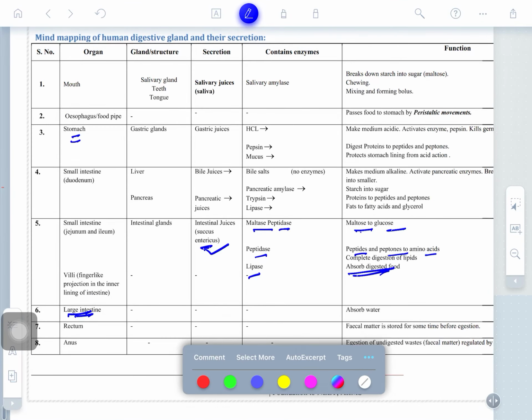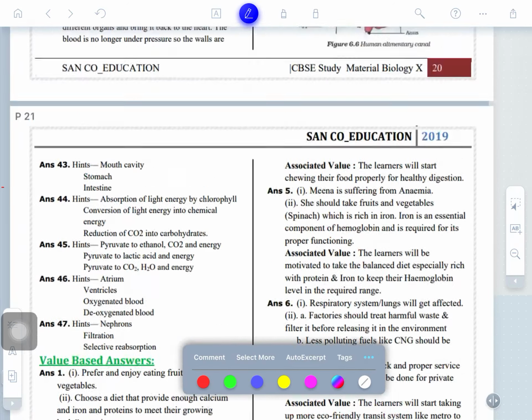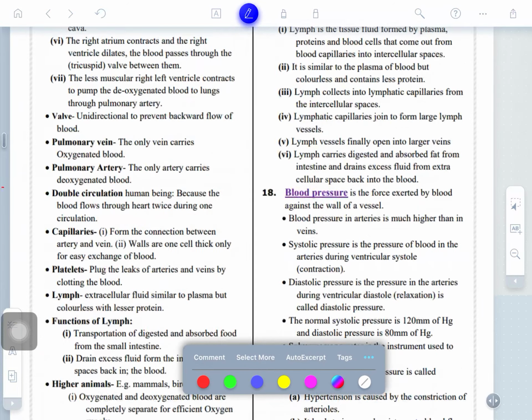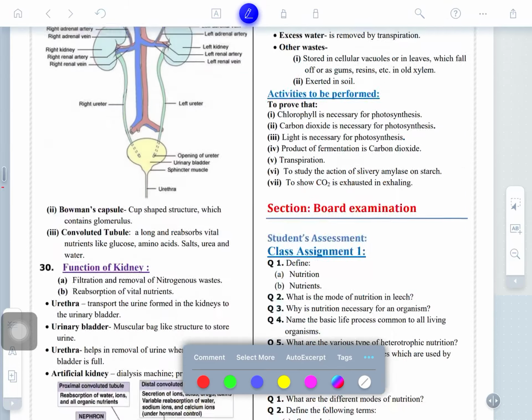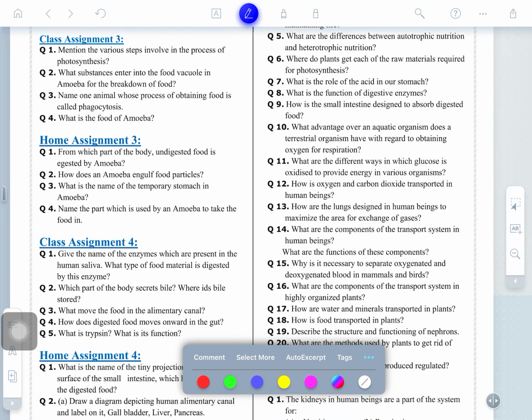One important task: everybody has to learn this table. This table has a lot of concepts, the secretions by specified glands and their functioning. Is that clear, guys? So please learn this by heart, and I am giving the home assignment of the day. You have to take out your study material and solve the assignment.